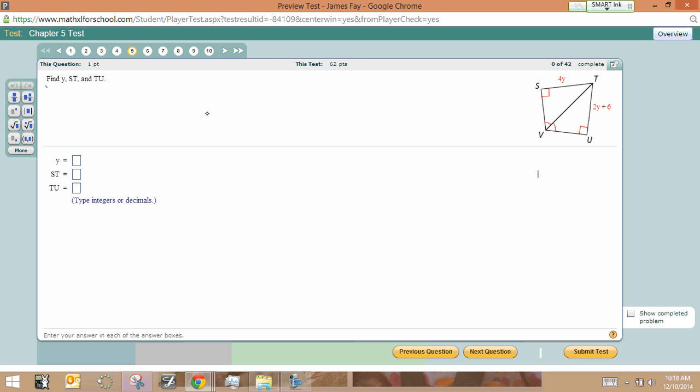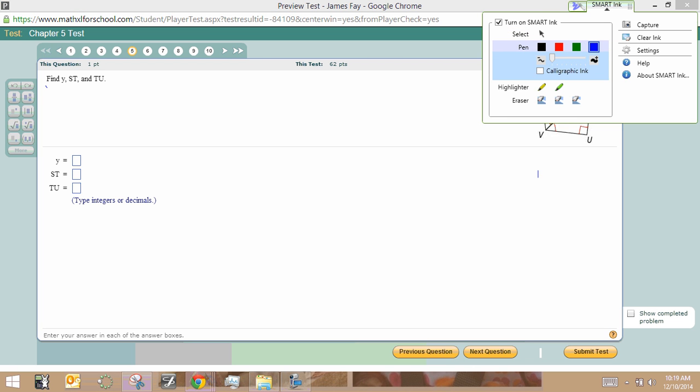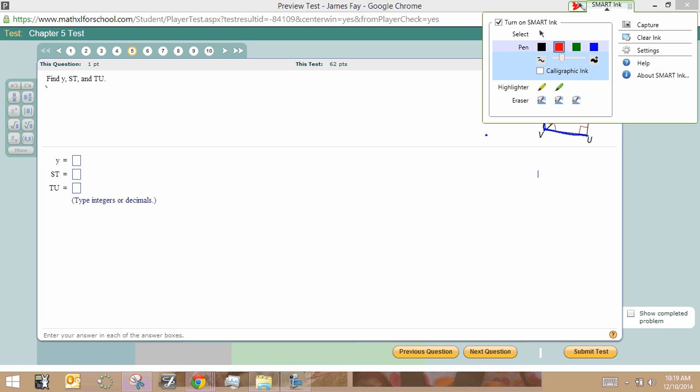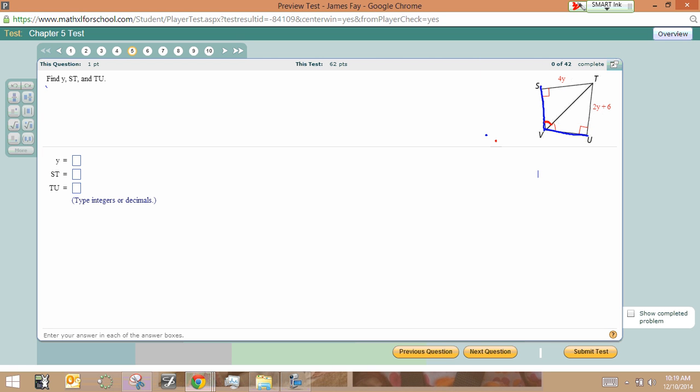Okay. Here we have to use the idea of angle bisectors. They say find y, ST, and TU. We know that if we're looking at this angle here, and because of this notation right here and here, we know that VT is an angle bisector.